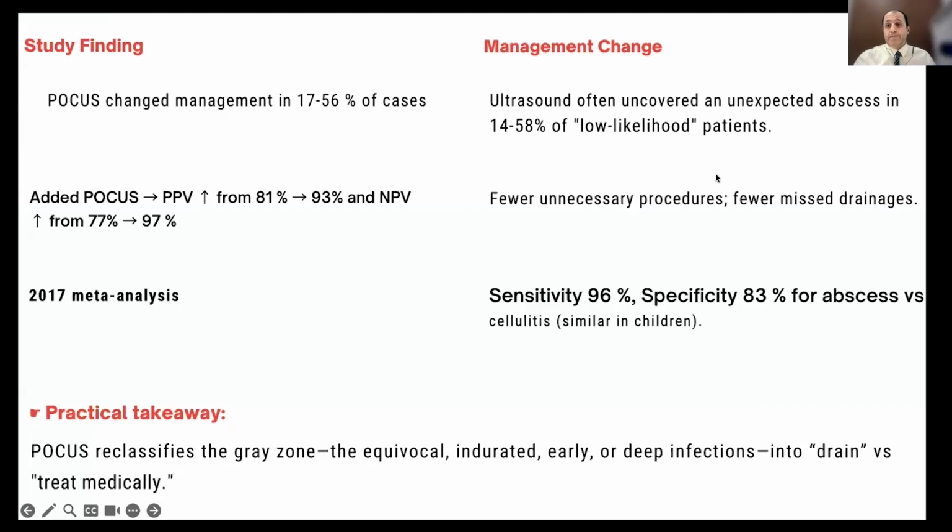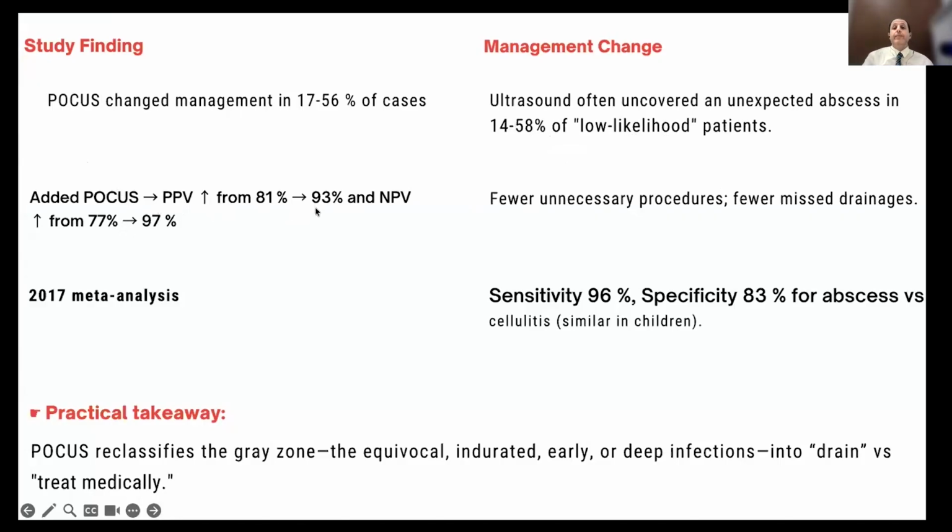And in up to 58% of patients with low likelihood of abscess formation, they detected an abscess. And using POCUS adds to the positive predictive value from 81% to 93%, and negative predictive value from 77% to 97%.